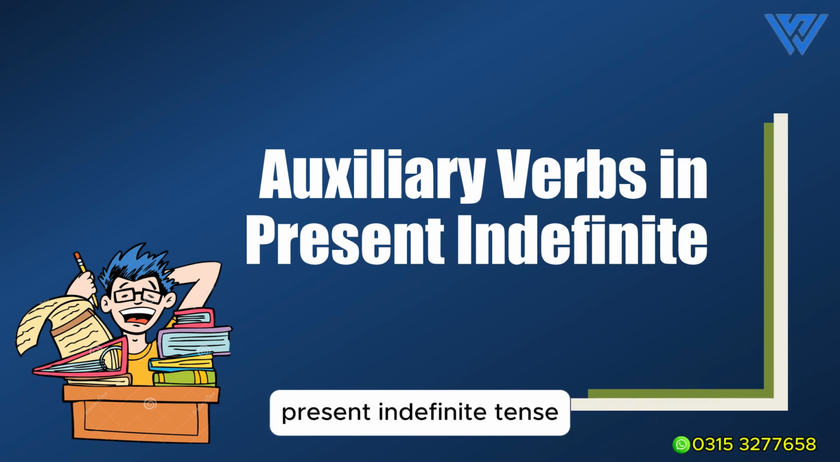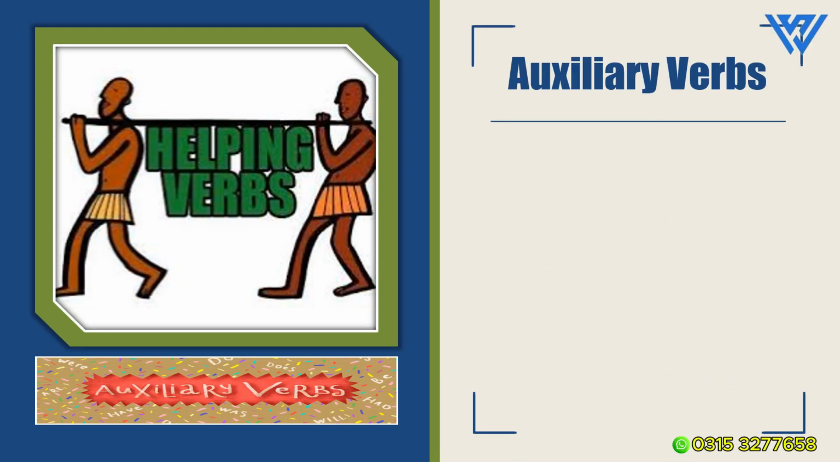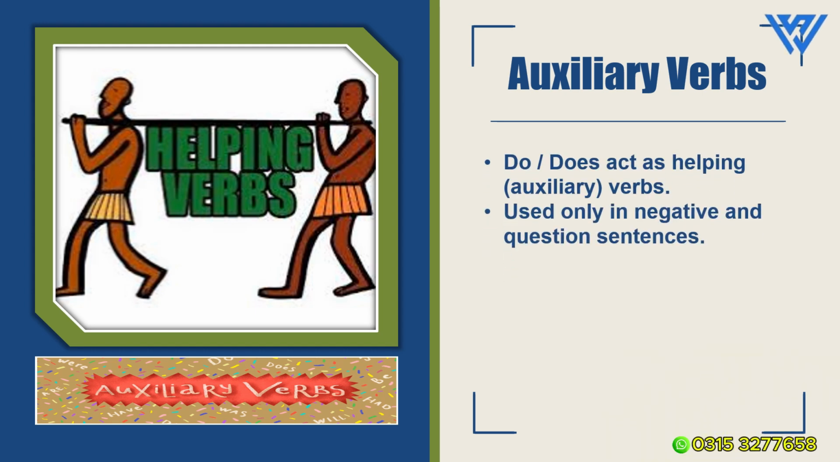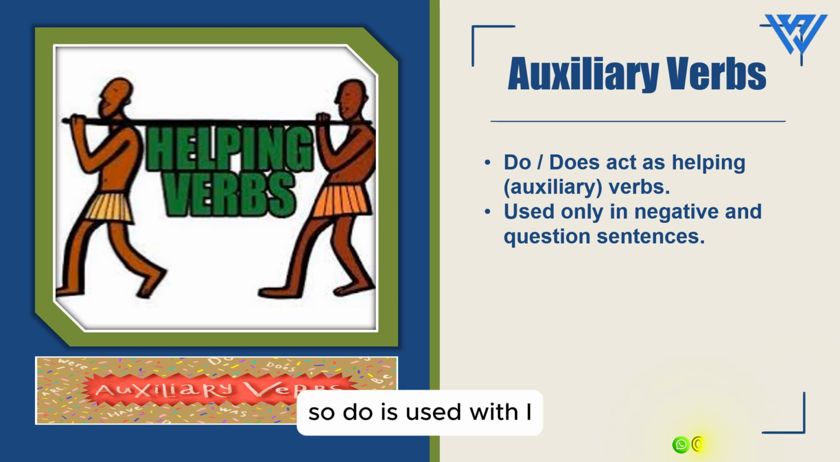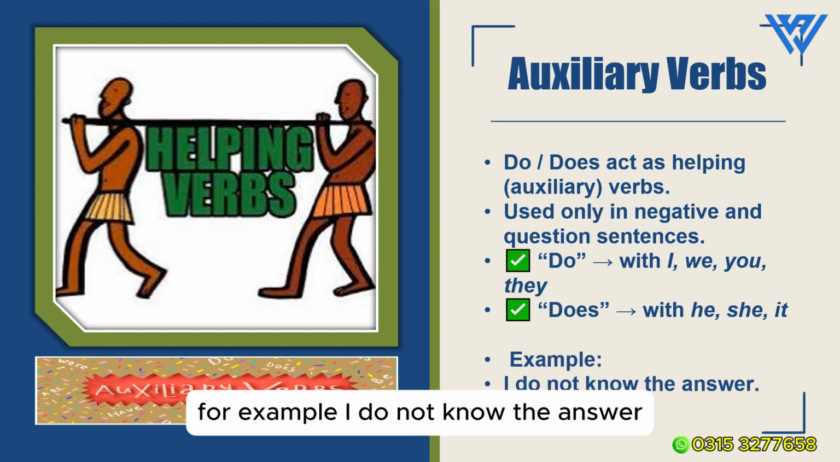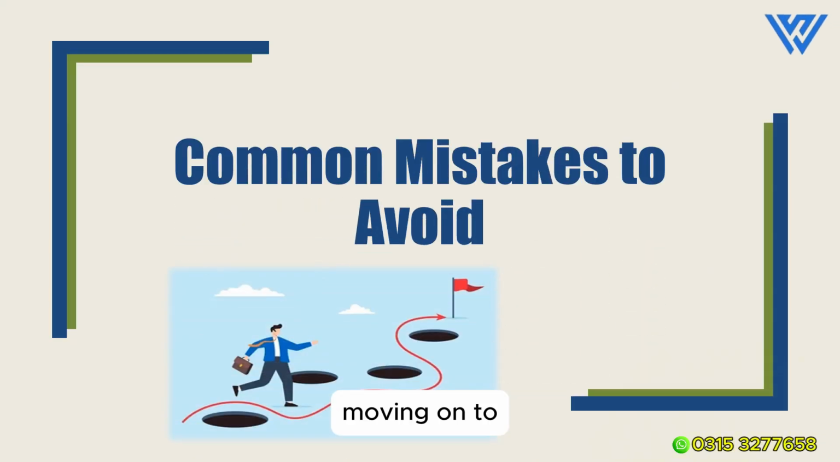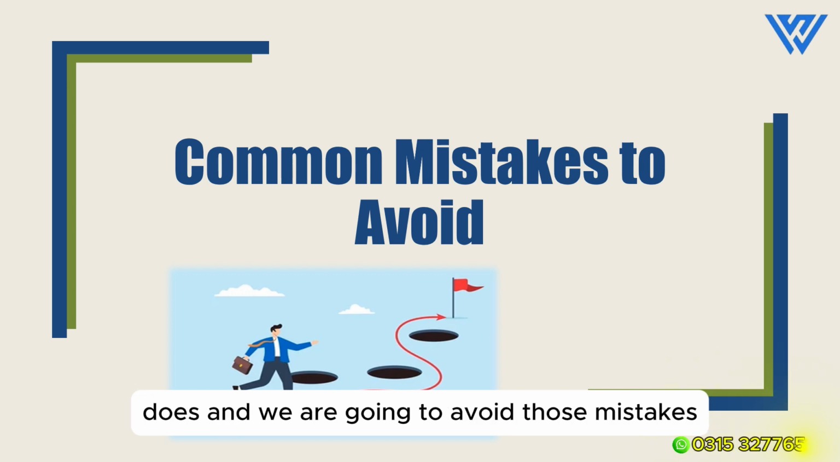तो present indefinite tense में helping verbs या auxiliary verbs कौन-कौन से थे? Do या does थे. So do या does act as helping or auxiliary verbs. They are used only in negative and question sentences. So positive sentences में हमने do या does का इस्तेमाल नहीं किया था. So do is used with I, we, you and they. Does is used with he, she and it. For example, I do not know the answer. Does he like pizza?